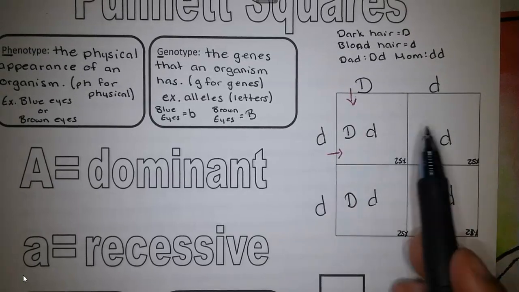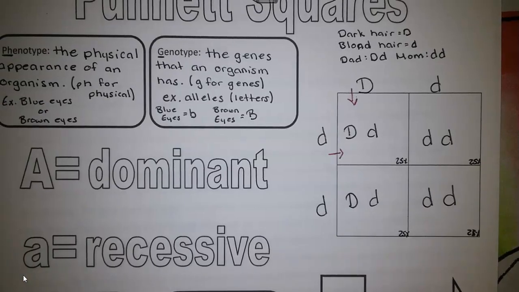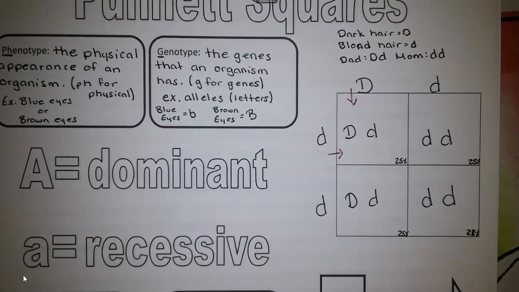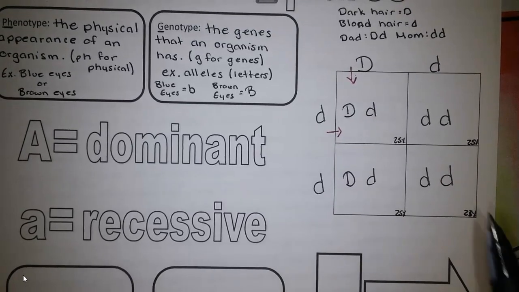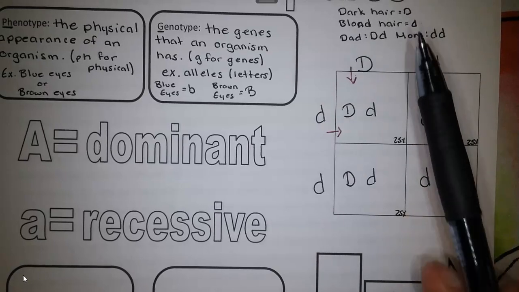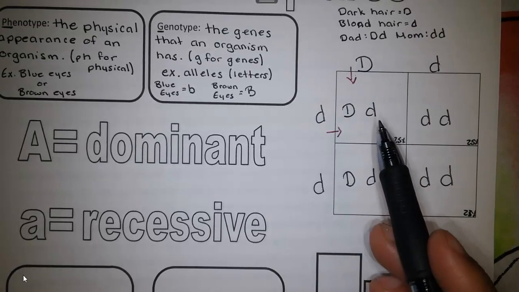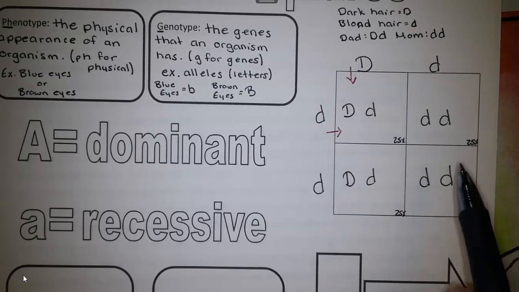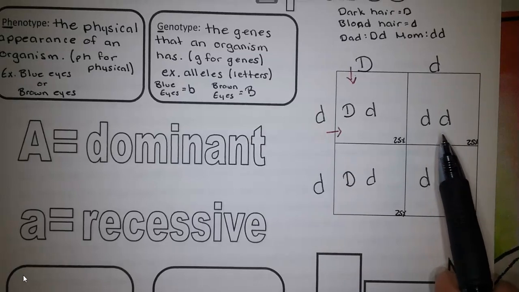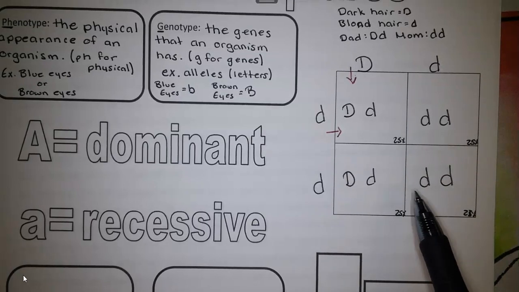Now, what information are you going to obtain from this? Well, our question was asking, what would the probability be that the son would have dark hair like his father? Well, any organism with a capital D will have dark hair, and in this case, 50% would have dark hair, and 50% would be blonde. Okay, because we have this genotype now, or this genotype right here.